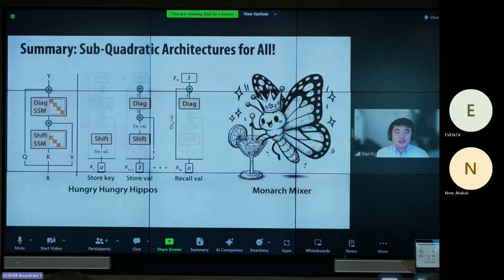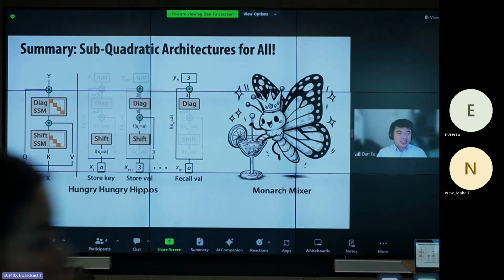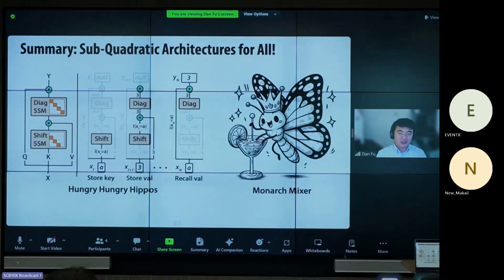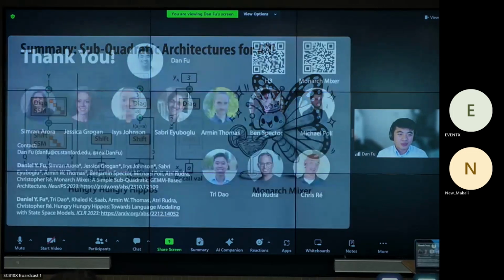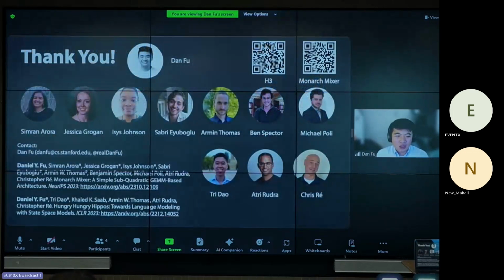Which actually brings me to the summary of our talk as a whole. Today I talked about two new architectures that are really tackling these fundamental scaling problems that we see with transformers. And if there's one message to take away, it's that there are much more efficient architectures out there. Even though transformers are the thing that people have paid a bunch of money to scale up, that's not the whole story. There are sub-quadratic architectures for everyone. That's a wrap on our talk as a whole.